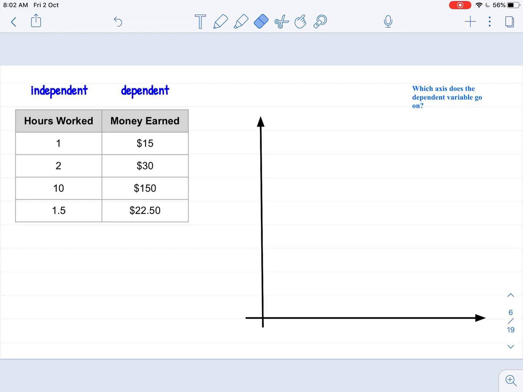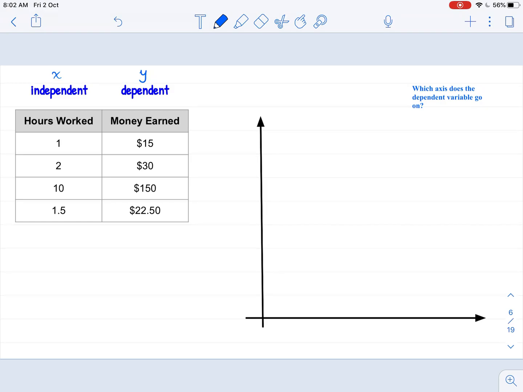When we put it in a table, this isn't always the case, but usually we put that dependent variable in the second column. And if I'm thinking about this in terms of x and y, normally the dependent variable is our y variable, and the independent variable is our x variable. You don't have to use those variables, but those are the most common ones in mathematics.